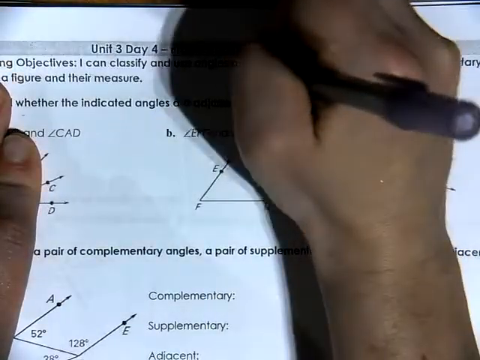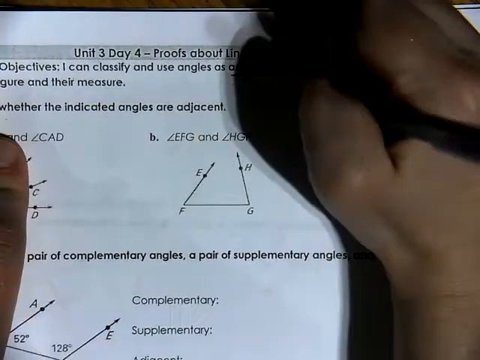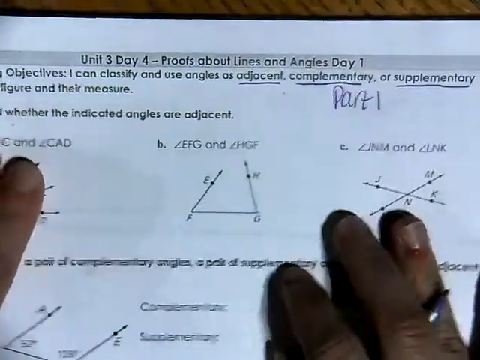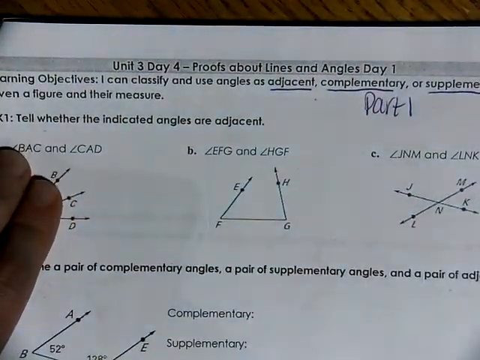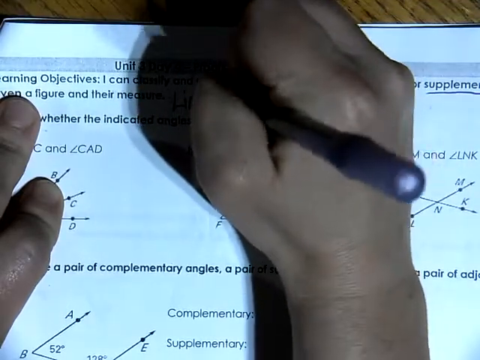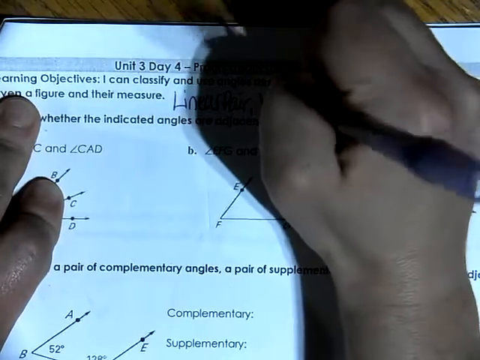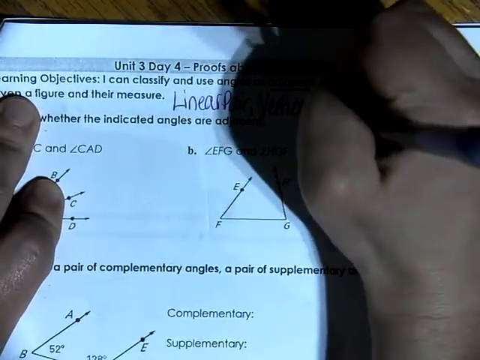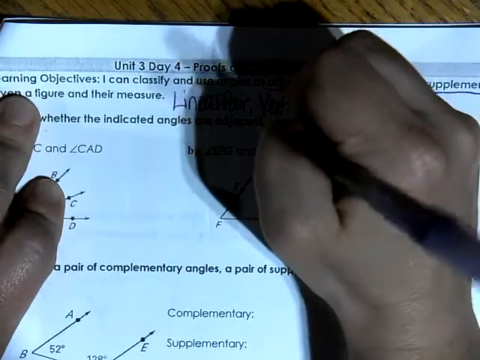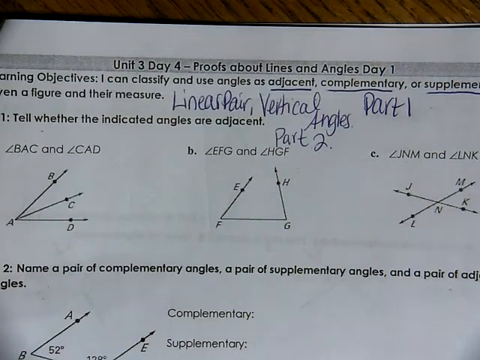So the first part is going to be over adjacent, complementary, and supplementary. So we're going to call these part one. And the other ones that we have in here are two others, which are linear pairs and vertical angles. They are considered part two. Once again, with part three being proof writing over the vocabulary words that we have here.